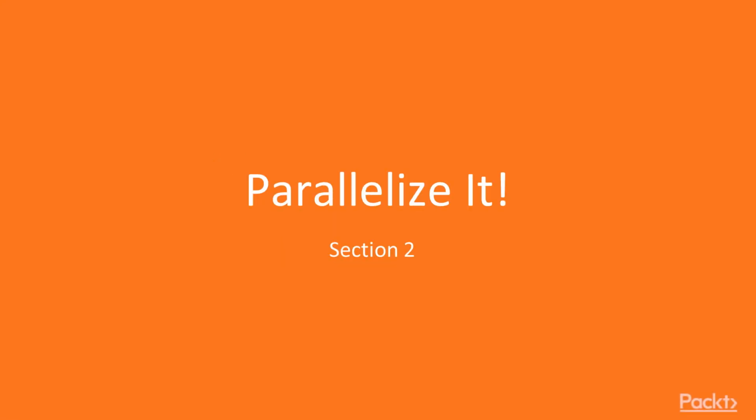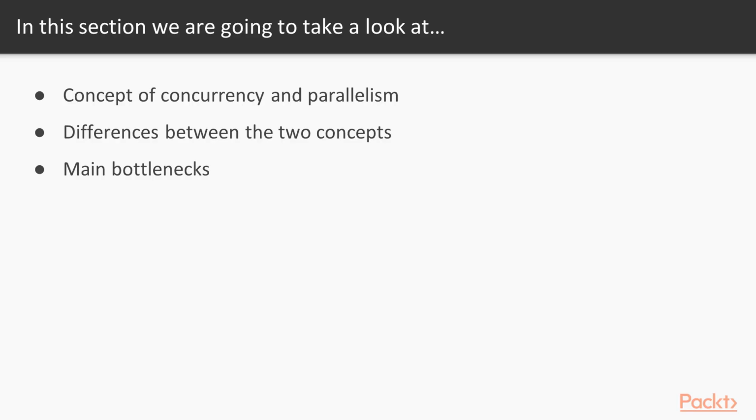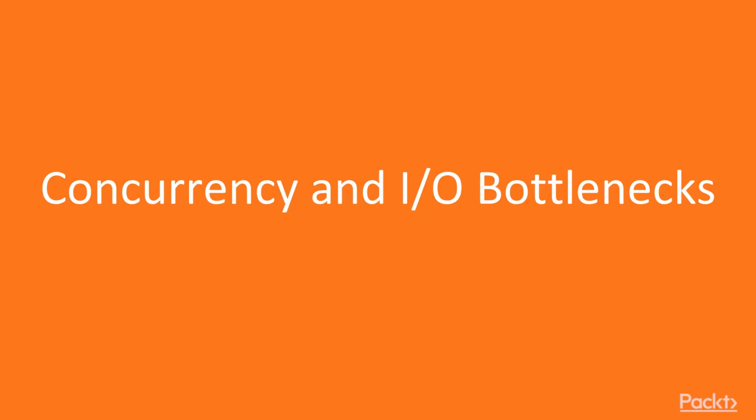Hi guys, welcome to the next section of the course, Parallelize It. In this section, we'll look at the concept of concurrency and parallelism, as well as the differences between the two concepts. We'll also look at some of the main bottlenecks that constrain our concurrent systems. Now we move on to the first video of this section, that deals with concurrency and I/O bottlenecks.